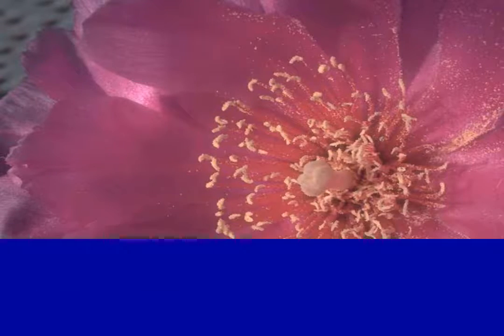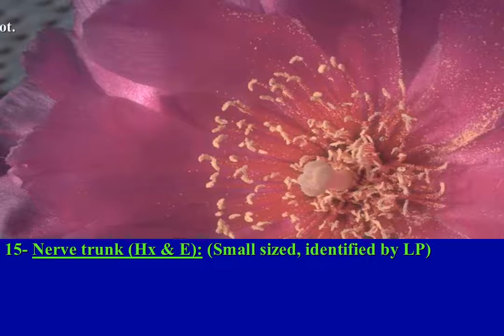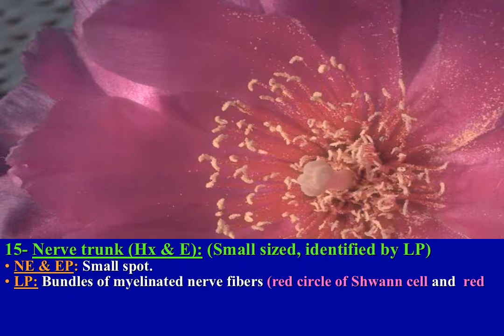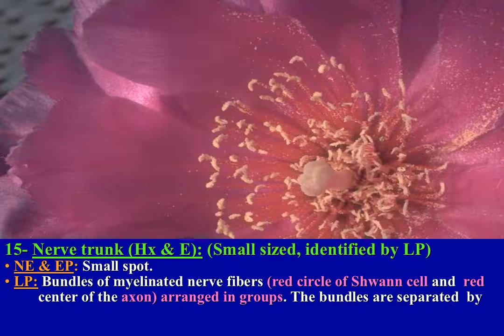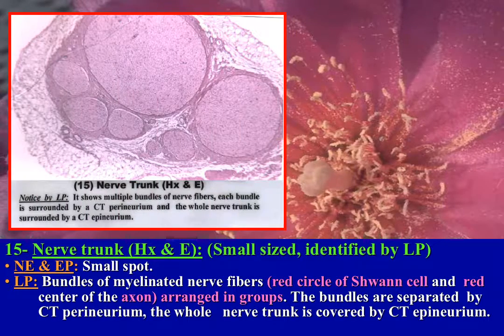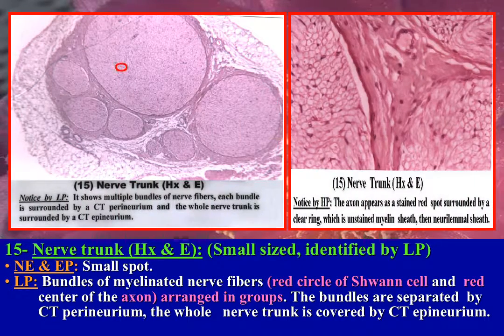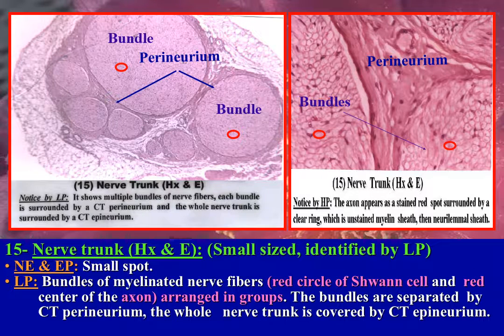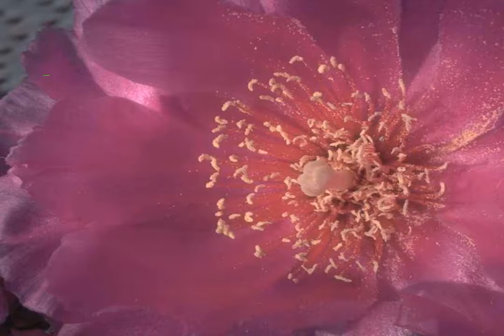Peripheral nerve trunk. By naked eye and eyepiece it appears as a small spot. By low power, myelinated nerve fibers appearing as red circles are grouped in bundles, separated by connective tissue perineurium. The whole trunk is surrounded by connective tissue, epineurium.